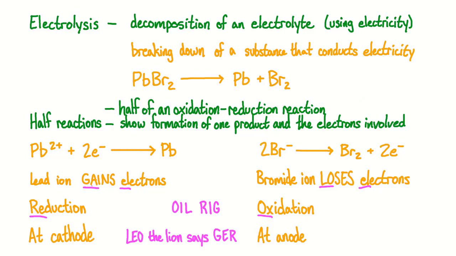As a summary, during electrolysis, one ion will gain electrons and be reduced at the cathode. The other ion will lose electrons and be oxidized at the anode. Now that we've learned about the electrolysis of molten salts, let's do some practice problems to review.